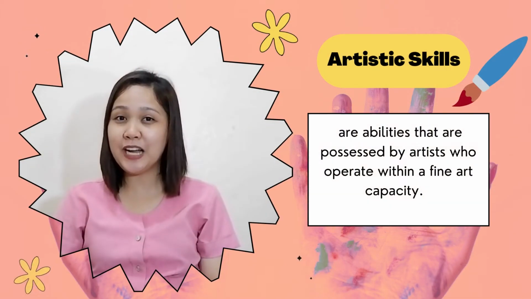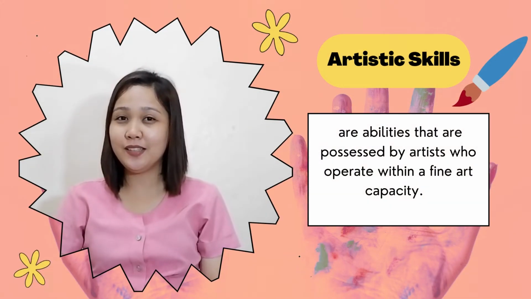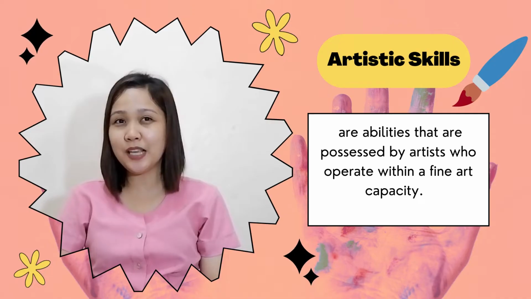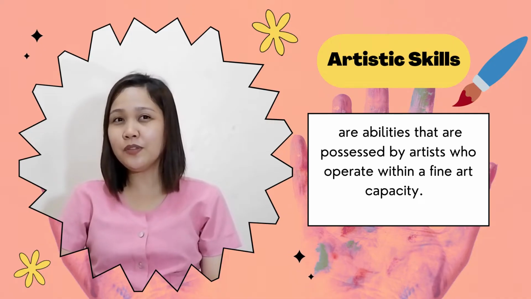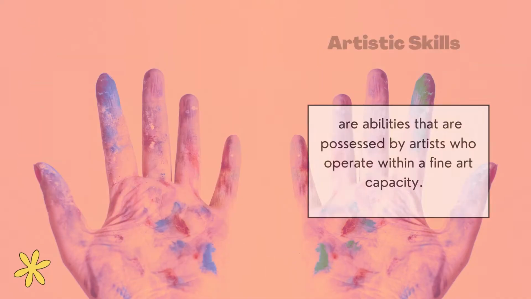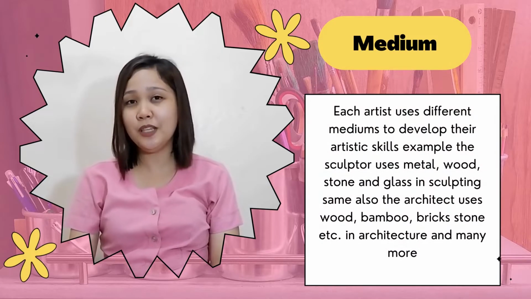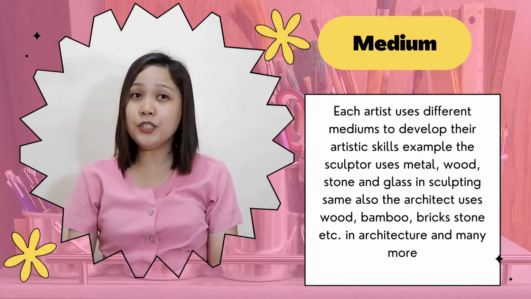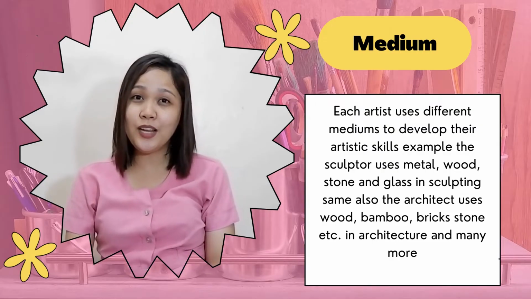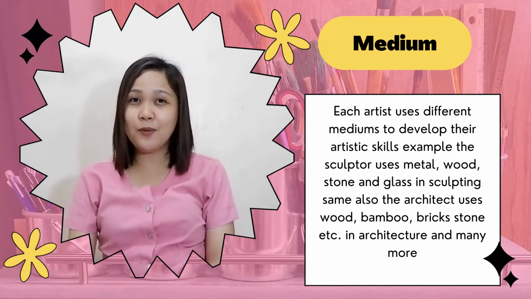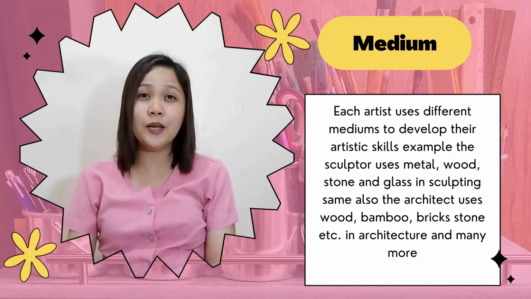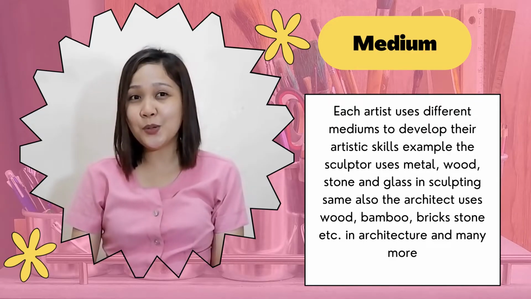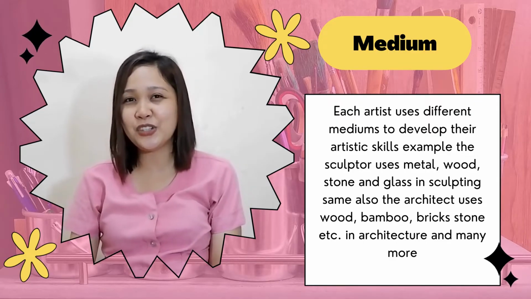Now, let us try to define artistic skills. Artistic skills are abilities that are possessed by artists who operate within a fine art capacity. Each artist uses different mediums to develop their artistic skills. Example, the sculptor uses metal, wood, stone, and glass in sculpting. Same also the architect uses wood, bamboo, bricks, stone, etc. in architecture and many more.